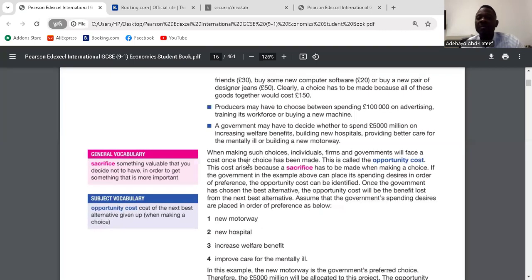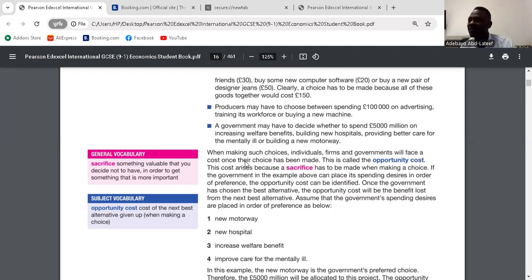For producers, they may have to choose between spending £100,000 on advertising, training their workforce, or buying a new machine. Producers are not the same as consumers. Consumers want to spend. Producers want to invest, they want to advertise, they want to buy equipment. They cannot do the three things at the same time, so they have to make a choice on what to do with that 100,000. Should we advertise with 100,000? Should we employ more workers with 100,000? Or train more workers? Or buy new equipment? It's a decision that the business has to take. So there has to be a question about how to allocate resources for businesses. Clear? Yes.